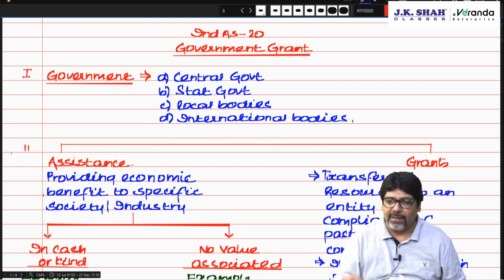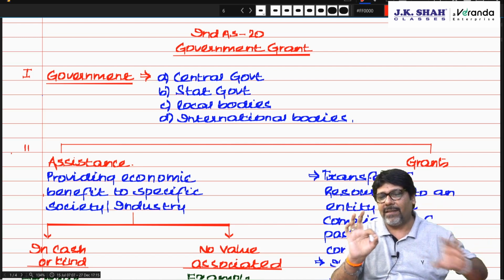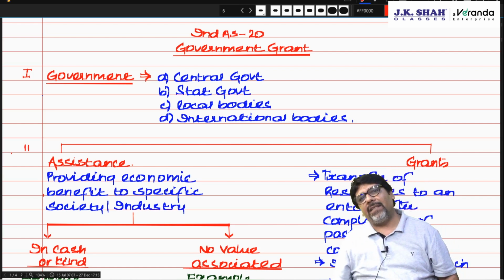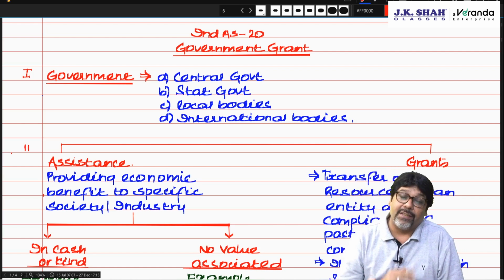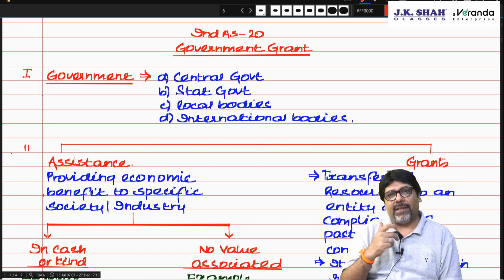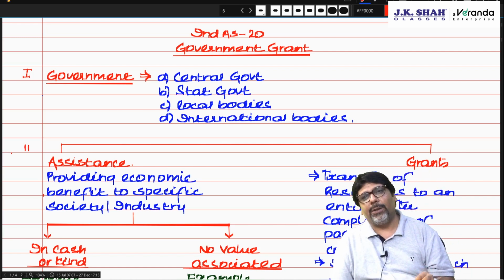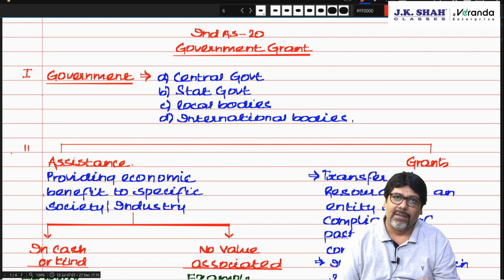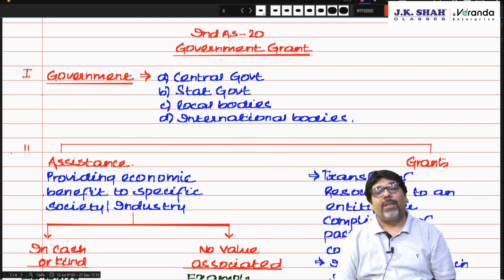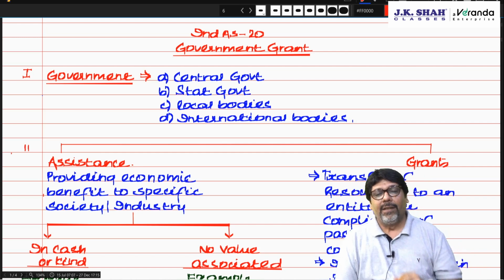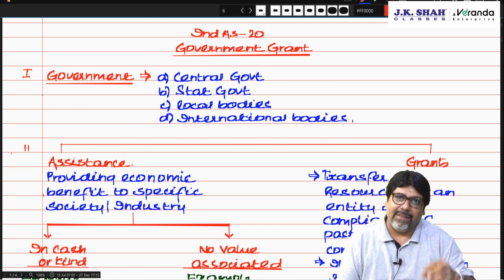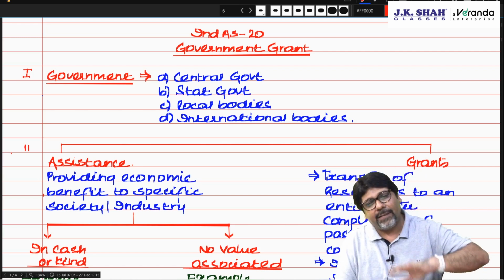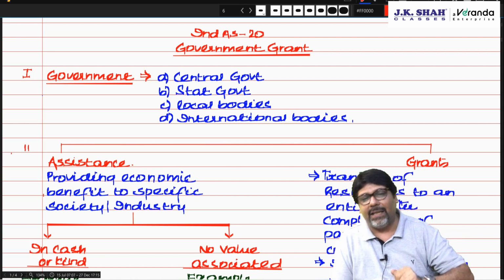Grant is a transfer of resources to an entity, not to a specific industry, but to an entity, if they have complied with certain conditions, on compliance with past or future conditions. Past or future conditions means, for example, if I tell you, you will get a scholarship in your CA foundation if you get 95% in your 12th. So this is a past condition. Secondly, you will get a 75,000 cash prize if you have got a rank in CA final. So there is first fulfillment of condition and then you will get the money.